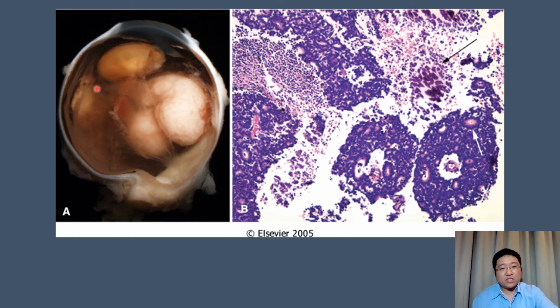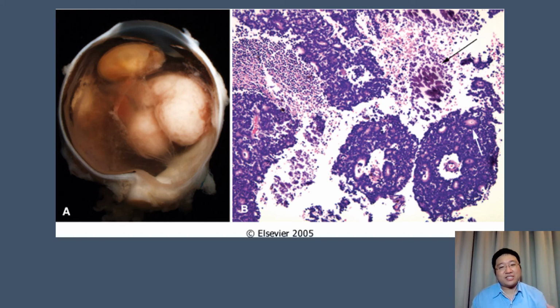So as I mentioned earlier, if you see a mass within the eye of a child or an infant or a newborn, that is retinoblastoma. If you see a mass within the eye of an adult, that is melanoma. So different origins. The malignant melanoma originates from the choroid, but retinoblastoma originates from the retina.